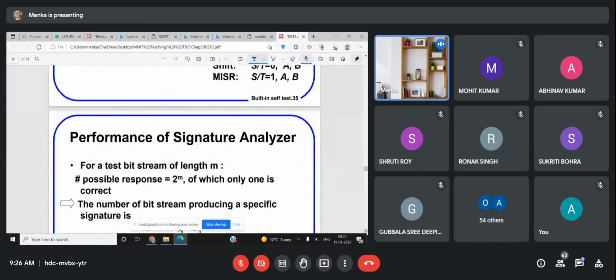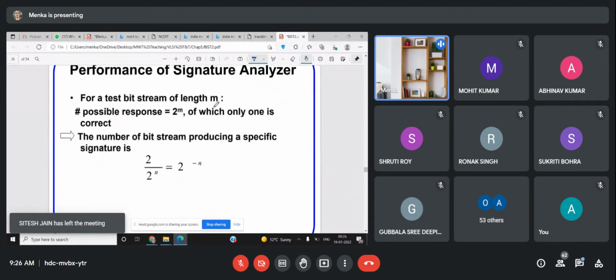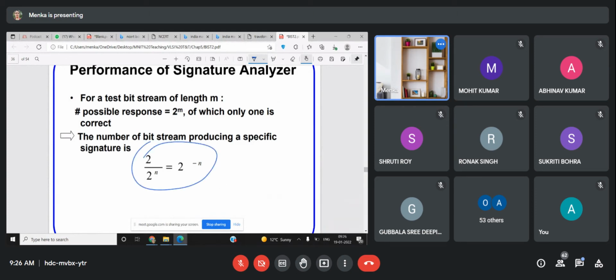Performance of the signature analyzer is given over here. For a test bit stream of length m, the possible responses will be 2 raised to the power m, of which only one is correct. Out of those possible responses, only one is correct, because the signature is unique for every bit stream. The number of bit streams producing a specific signature is given by this formula.